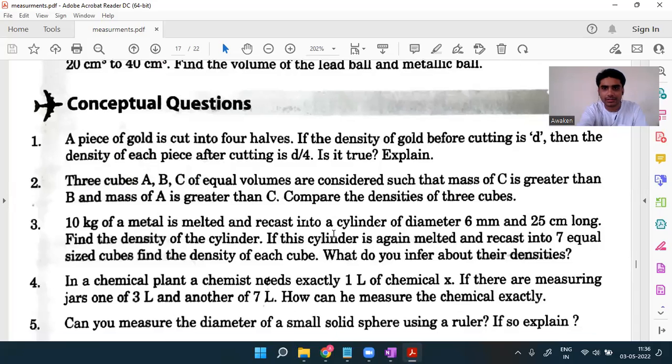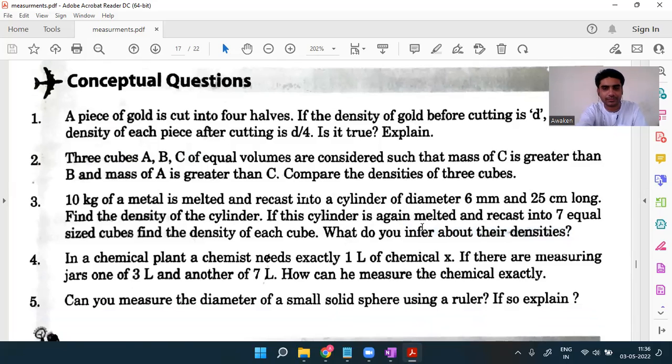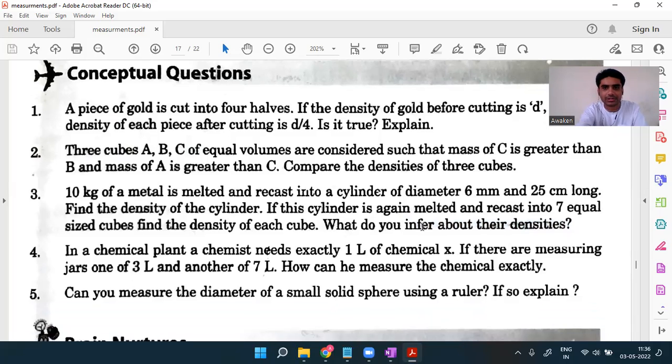What do you infer about their densities? Both the cylinders and the cubes. So they should be the same. And the liquid density should be different. Yes, the melted one. So after the class, you once confirm this.